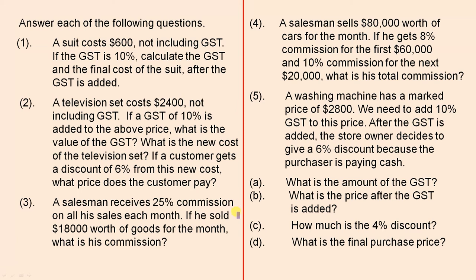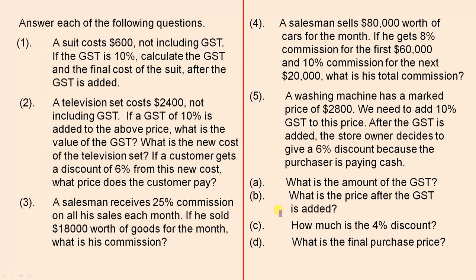Number 3. A salesman receives 25% commission on all his sales each month. If he sold $18,000 worth of goods for the month, what is his commission?